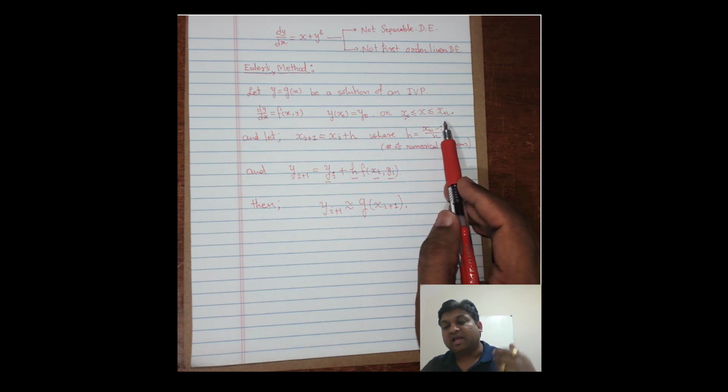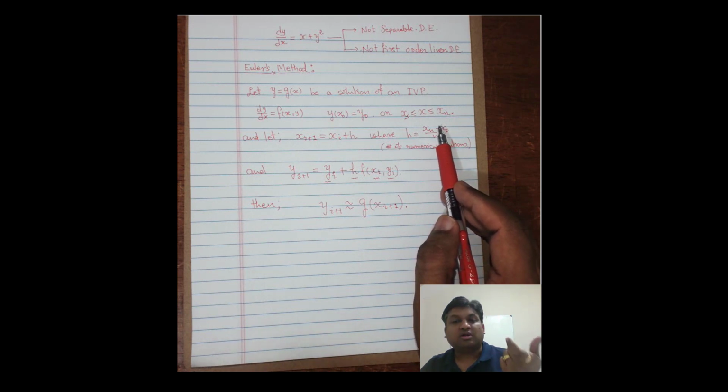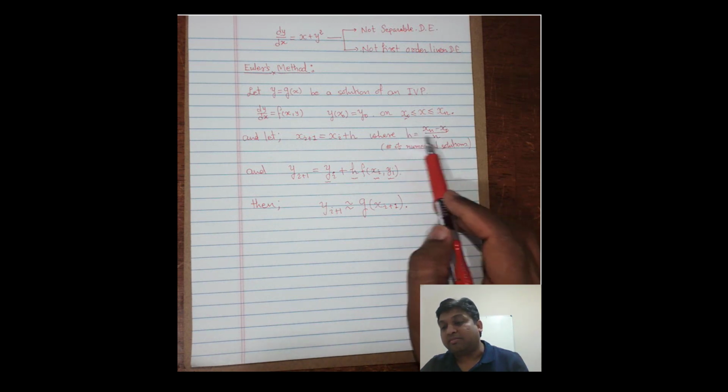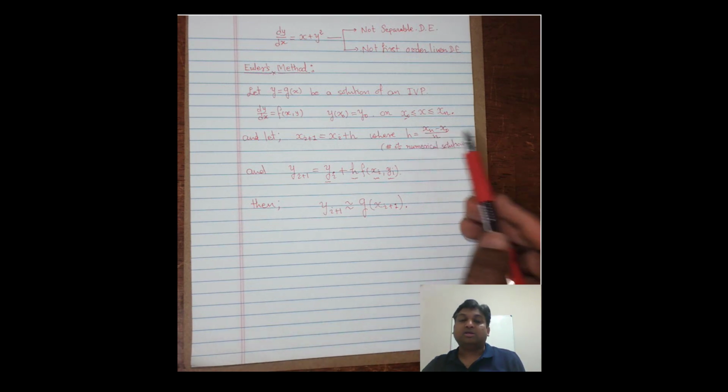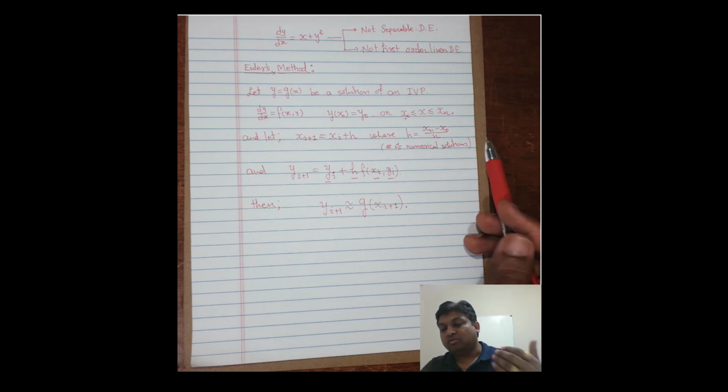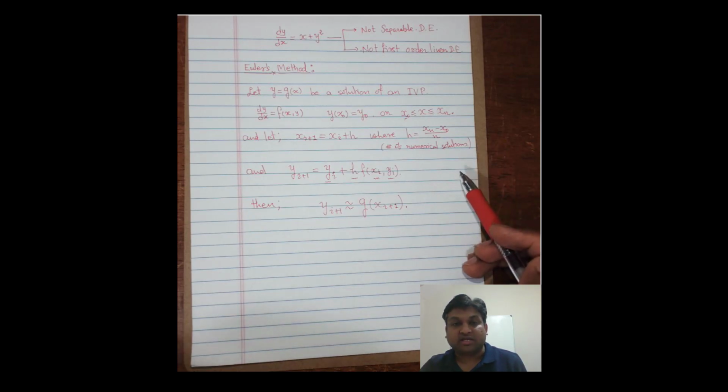So if you calculate, like, 100 iterative solutions on a small interval, let's say 0 to 1, then you will be staying very close to the actual solution, compared to considering 10 subintervals, 10 parts of the interval 0 to 1, or 5 parts of the interval 0 to 1. So a finer partition will keep you very close to the actual solution.